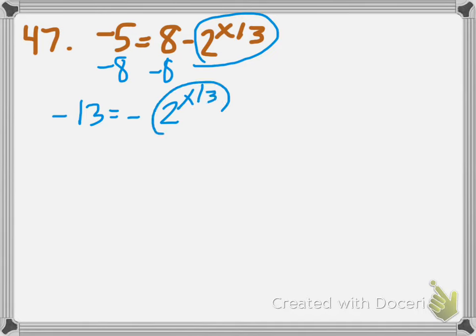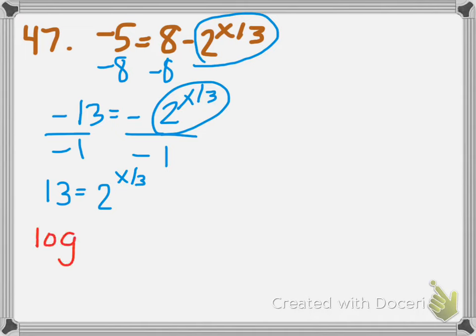And remember, I said I want this by itself. I don't want the negative sign with it. So what I can do is divide everything by negative 1, which is going to change the signs of each side, giving me 13 equals 2 to the x divided by 3 power. Now I have my exponential piece by itself. So in order to get the variable out of the exponent place, I have to use log. So I'm going to take the log of each side.